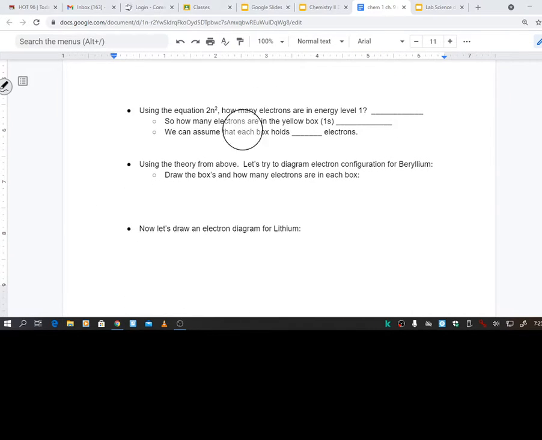So using the 2n squared, how many electrons are in energy level 1? And we keep going over this. I promise you, you are going to see a question on your test like this, where it's going to say, how many electrons can energy level 1 or energy level 2 hold? You have to be able to use that, right? So if we're in energy level 1, 1 squared, that's 1 times 1 is 1, and then 1 times 2 is 2. Okay, so there's 2.